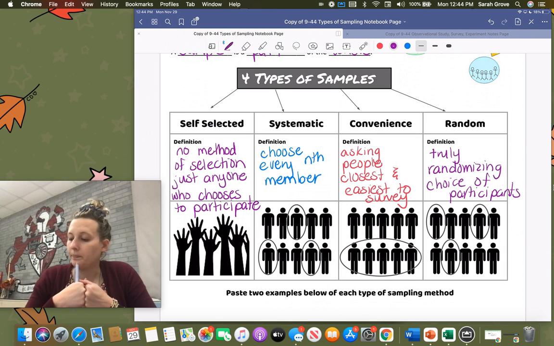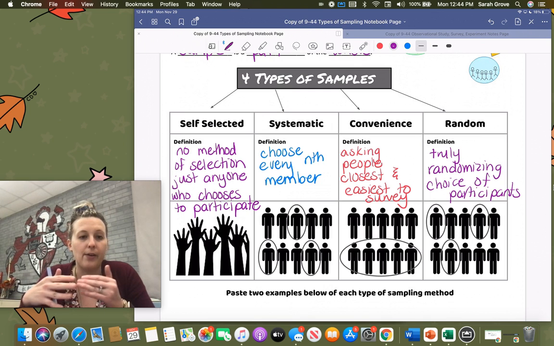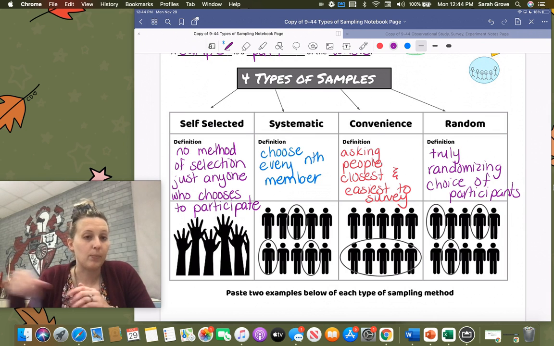All right, and then at the bottom here where it says paste 2 examples below of each type of sampling method, again, I made that digital for you so that you don't have the capability of cutting and gluing on the computer. And so it's just going to give you a scenario, and it's going to ask you to identify which sampling method of these definitions you feel like it meets the best. So I hope that helps you understand a little bit about sampling methods.